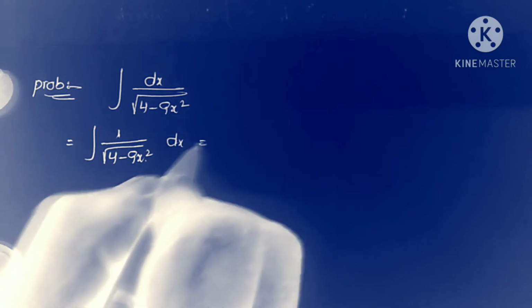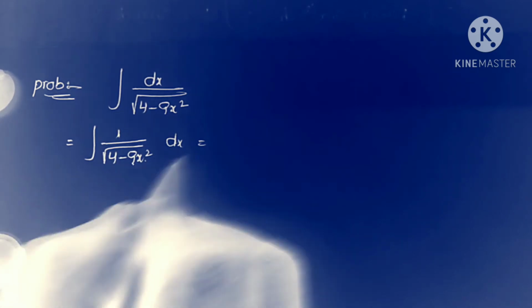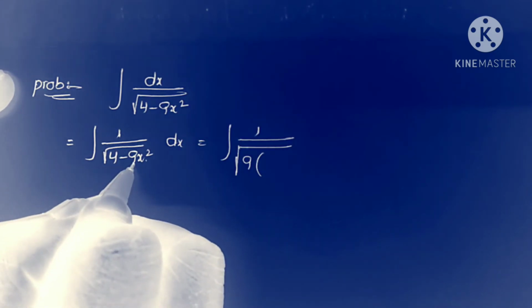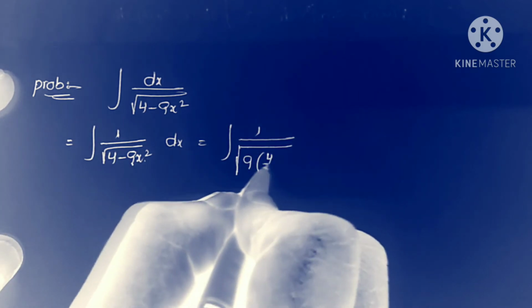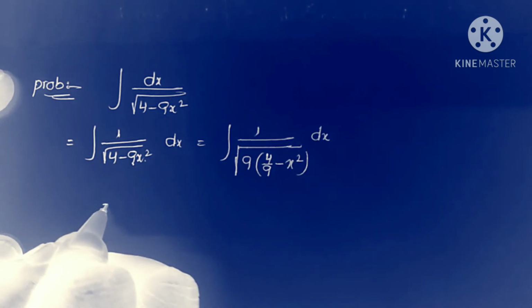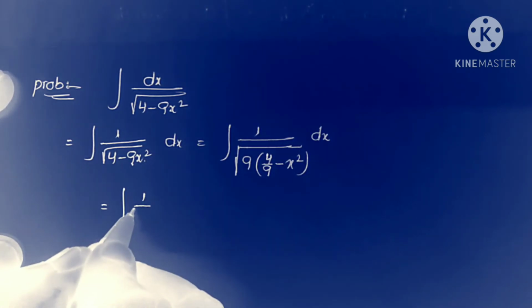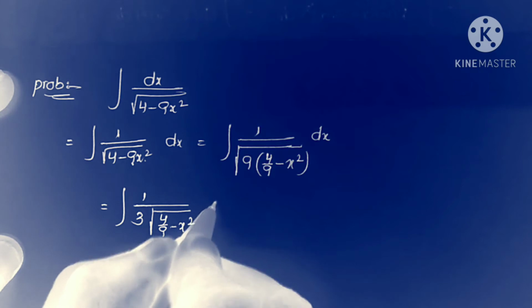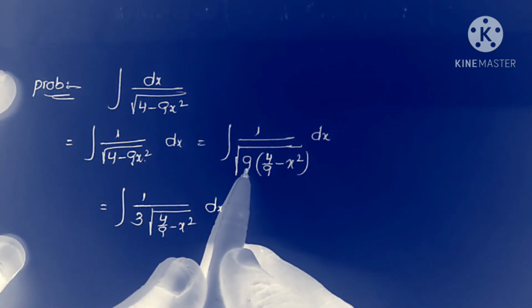Now this is equal to the integral of 1 by square root of 4 minus 9x square into dx. Already I told you that always take the x square coefficient as common. Here we have 9, so taking 9 common. There is no need to take the minus common, we just take the 9 common. That is the integral of 1 by square root of 9 times (4 by 9 minus x square) dx, and this is equal to the integral of 1 by root 9, which is 3, into the square root of 4 by 9 minus x square dx.